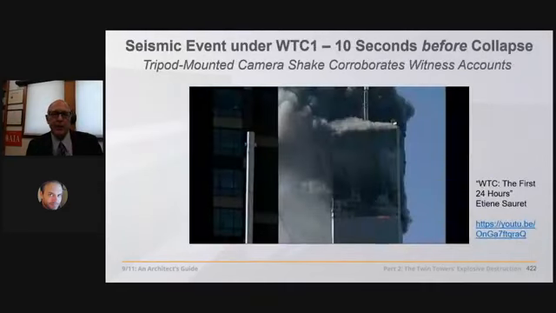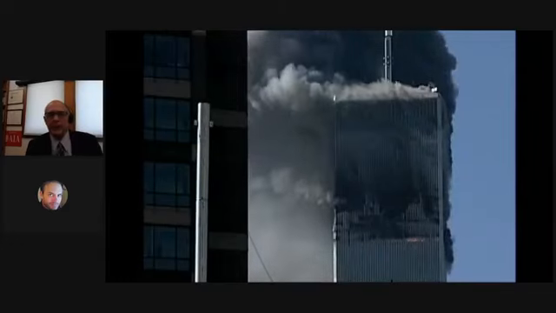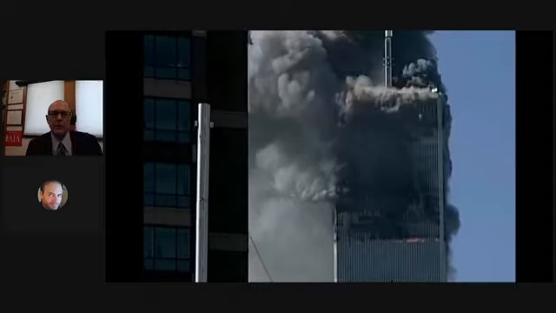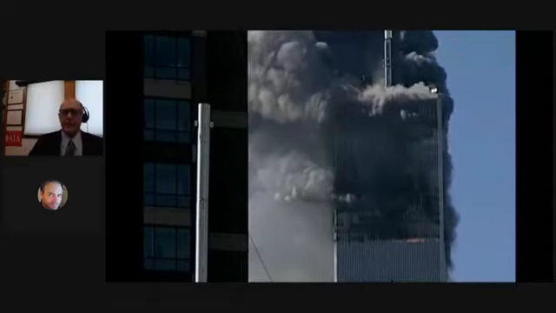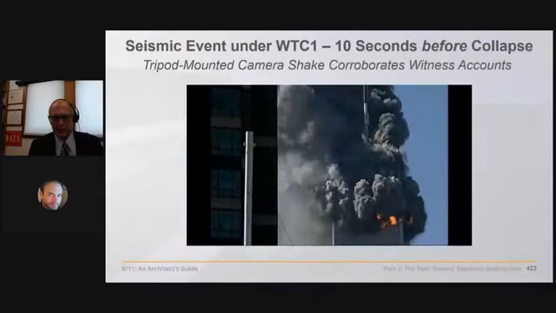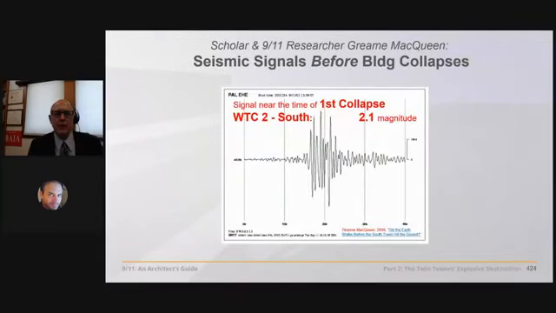Again, on the top of a nearby building. Etienne Sauret film, 24 hours. There's a shake right there. The camera's shaken, and 10 seconds later, in this case, after a massive ejection of smoke out of the top, the tower, the upper half of the tower is being liquefied. The structure basically liquefied. How about the South Tower?